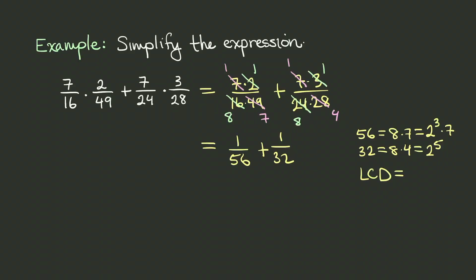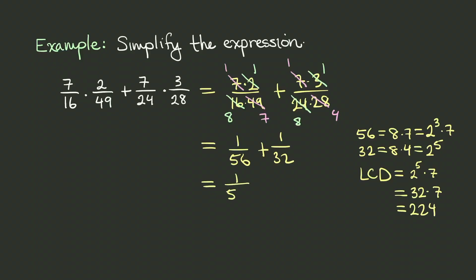We have the factors 2 and 7 showing up. The most that we see 2 showing up is to the 5th power, and the most that we see 7 showing up is to the 1st power. And so our least common denominator is going to be 2 to the 5th, or 32, times 7, which gives us 224. Now we can obtain a common denominator by multiplying each of these two fractions in the numerator and denominator by the value that gives us 224 in the denominator.